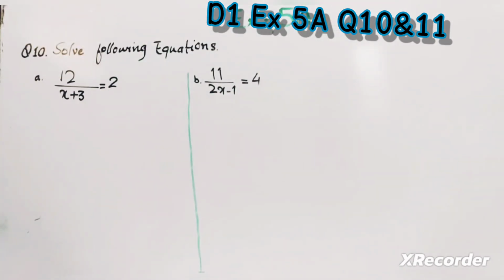Today we are going to do exercise 5a, question number 10 and 11 in this video. Let's start with question number 10. Solve the following equations. Part A, 12 upon x plus 3 is equal to 2. Let's start.